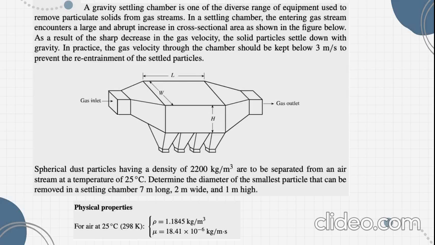Spherical dust particles have density 2200 kilograms per meter cubed and are separated from an air stream at a temperature of 25 degrees Celsius. Determine the diameter of the smallest particle that can be removed in a settling chamber 7 meters long, 2 meters wide and 1 meter high. And the physical properties of air are also given to us.